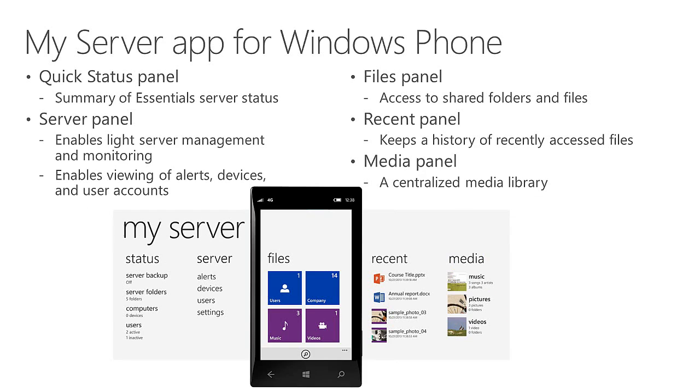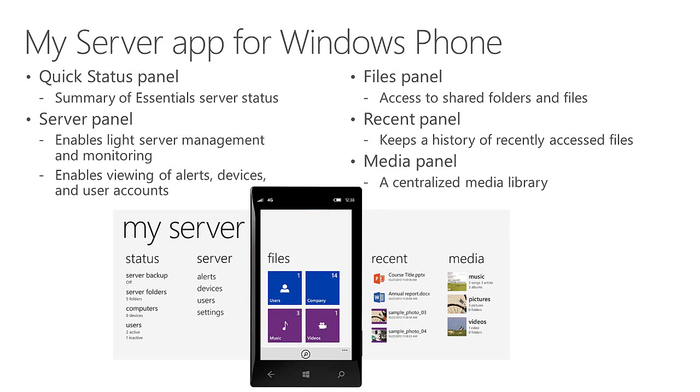And then finally, we have the MyServer app for Windows Phone. So here it's organized into a number of different tiles, including a status tile where you can see a summary of the environment, as well as a server tile where again you can see alerts and the devices and users, as well as some settings that you can adjust. You also have a files panel, and this is where you'd see the shared folders in the environment, so you can open up and access different files from the server.